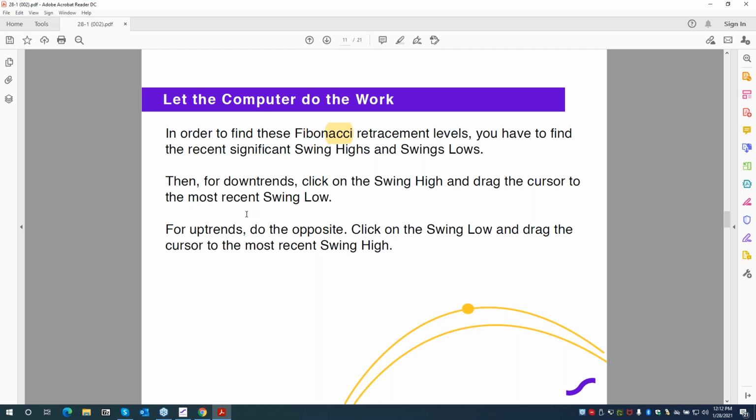The high points and the low points of the swing will help us draw up our Fibonacci retracement levels. Now, when you see something downtrending, you need to click on the swing high and drag your cursor to the most recent swing low. You can do this in all different time frames.